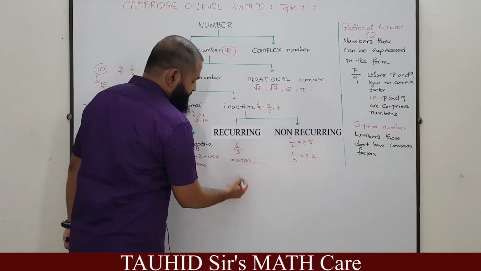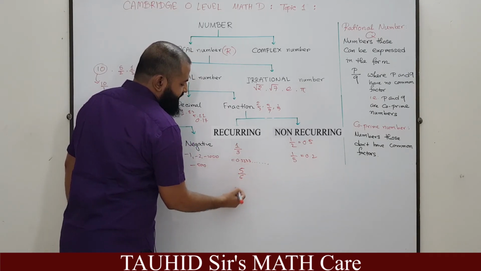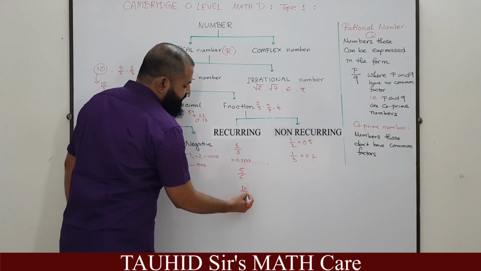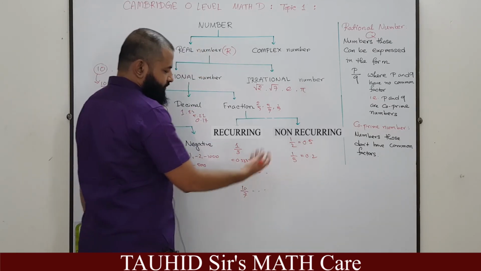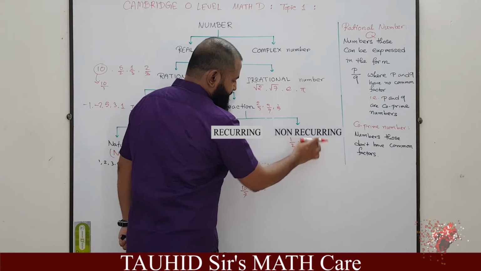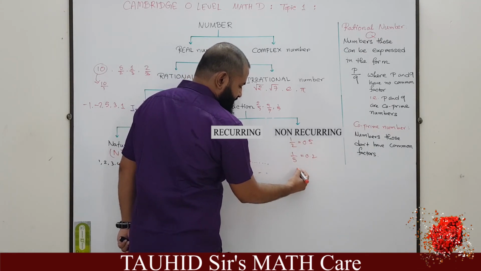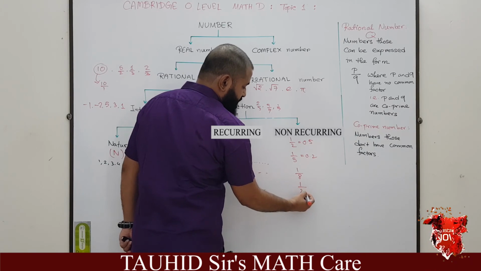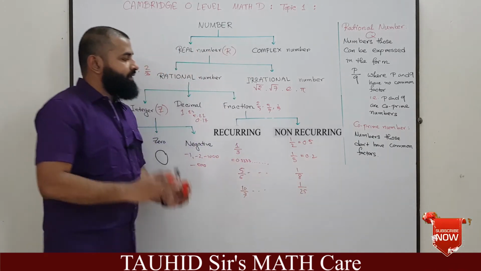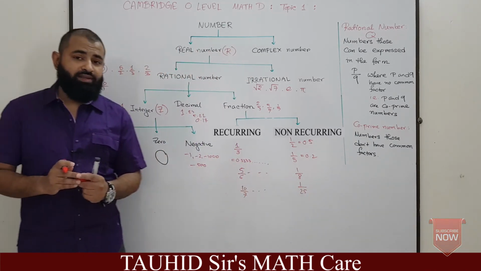Those fractional numbers which don't have an end are recurring numbers. 1 by 3 is a recurring number. 5 by 6 is a recurring number. 10 by 7 is a recurring number. These all are recurring numbers. 1 by 2 is a non-recurring number. Say 1 by 5, non-recurring number. 1 by 8, non-recurring number. 1 by 25, non-recurring number. These are examples of non-recurring numbers.